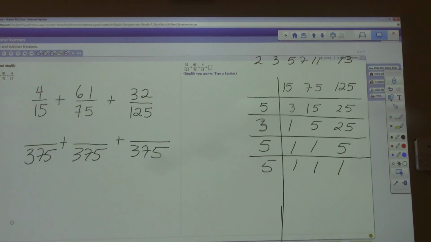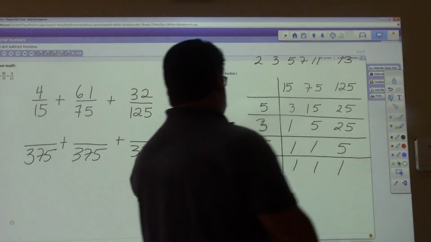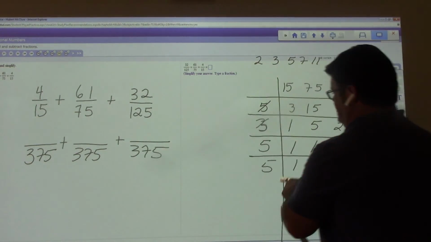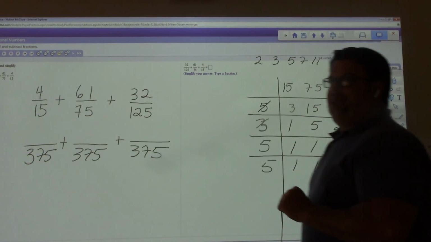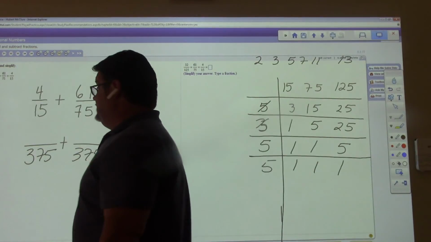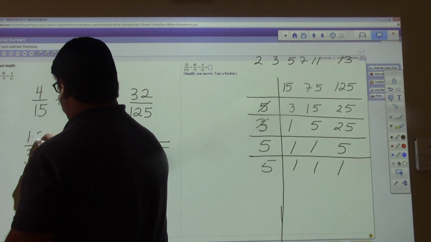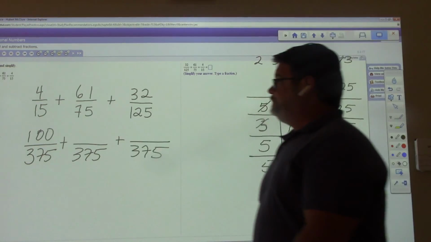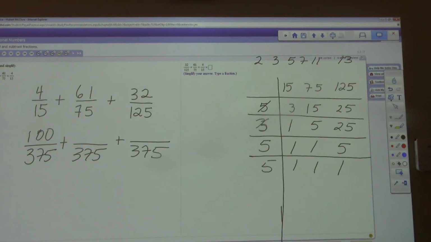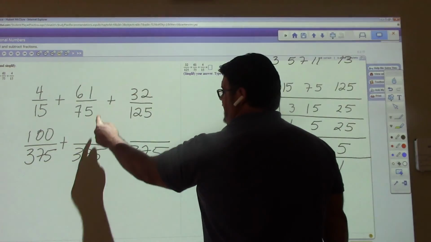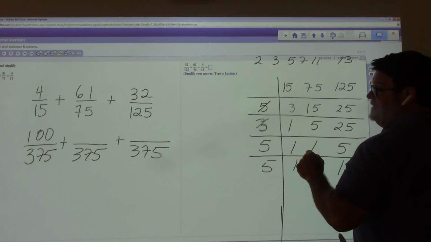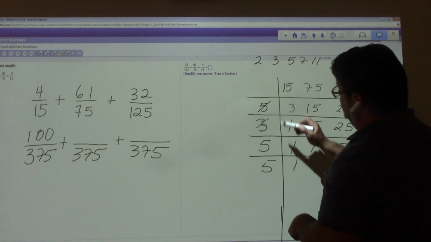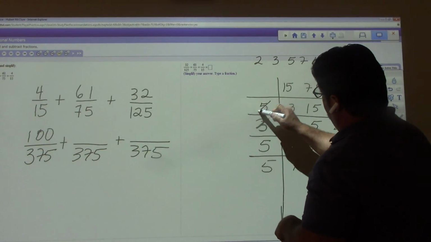Now, how many times will 15 go into 375? Well, you come over here, you take off your 15. How many times? 25 times. 25 times 4, what's 4 quarters? Ain't that neat? Look here. How many times will 75 go into 375? You go over here and take off 75. 3 times 25, right? So take off 3 times 25.